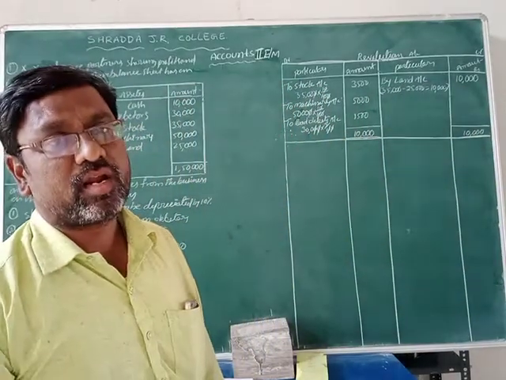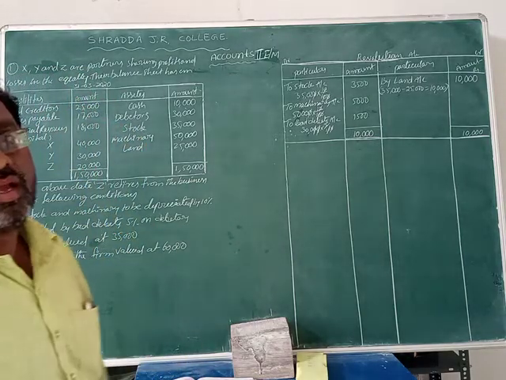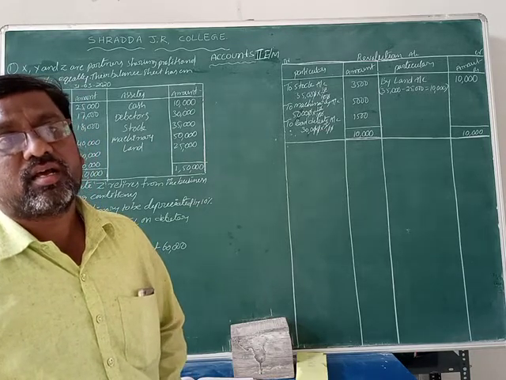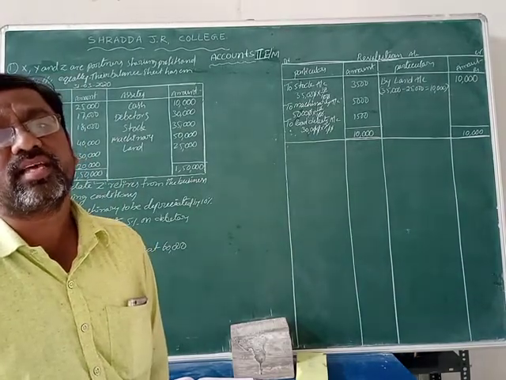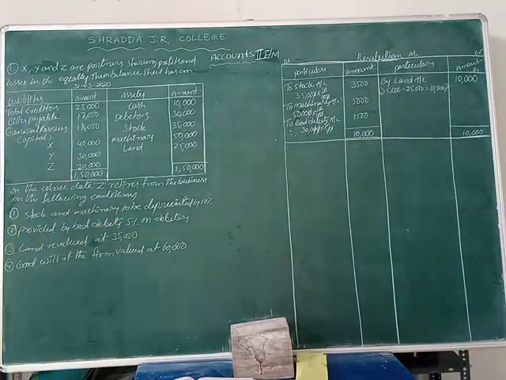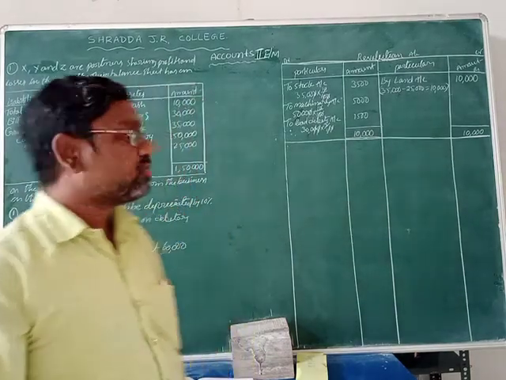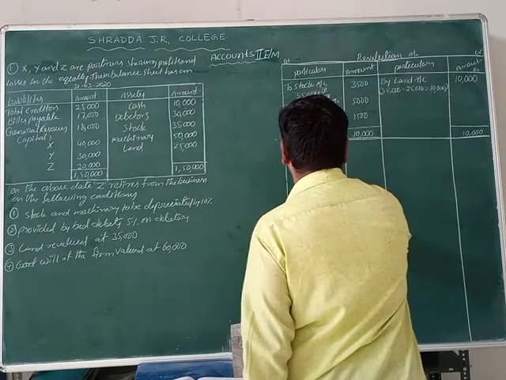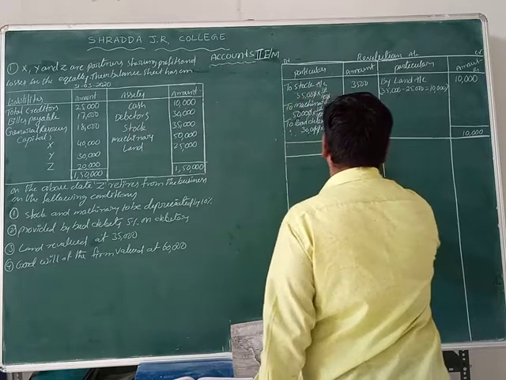Goodwill account. In the partners' retirement, we are not doing a cash or bank account. Why? Because cash does not come into the business. If any cash comes into the business, then we can prepare the cash or bank account. But in this business, cash does not come in. So that's why we can prepare the goodwill account here, friends. We can prepare the goodwill account first of all.